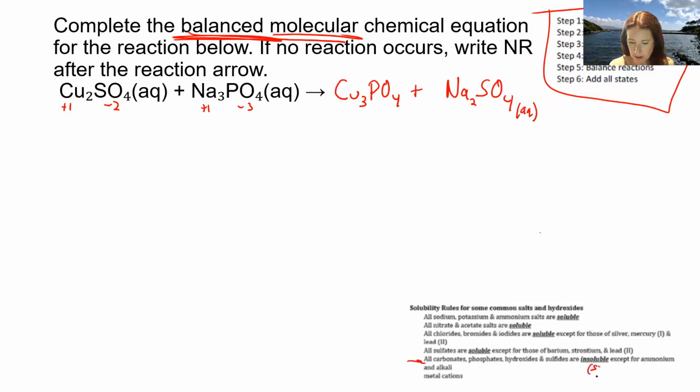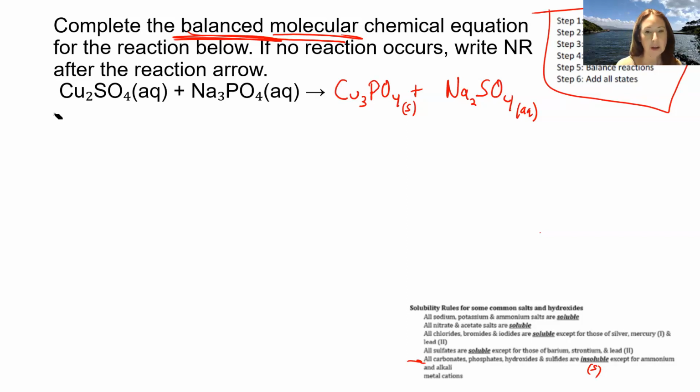Phosphates are insoluble except for ammonium and alkali metals. Well, this is not ammonium nor an alkali metal, so this is a solid. So this is our phases, or our states. Then we have to balance it. And again, however you want to balance it is fine.